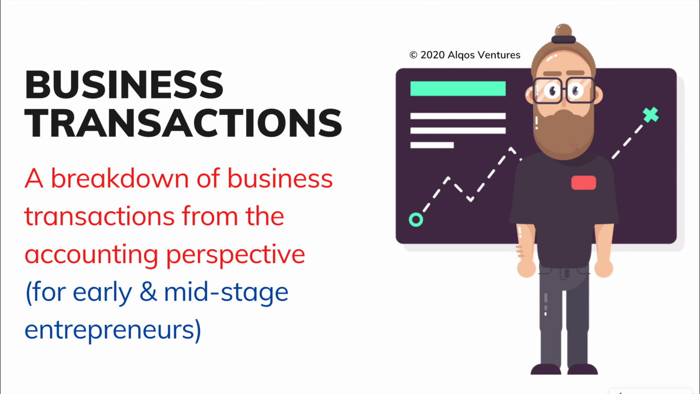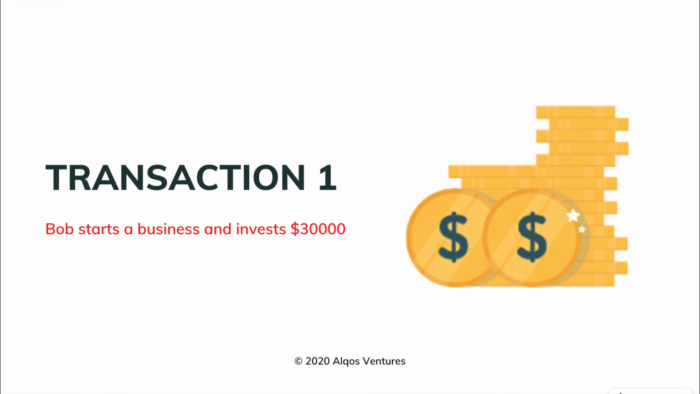We're going to take a look at some sample transactions and put them into books of accounts and see how they look. So to start with, let's take our first example. Let's say Bob starts a business and invests $30,000. In this case, what he's doing is investing cash, which is $30,000, and he is using that as capital for his business. So the two accounts that would be affected here are the cash account and the capital account.